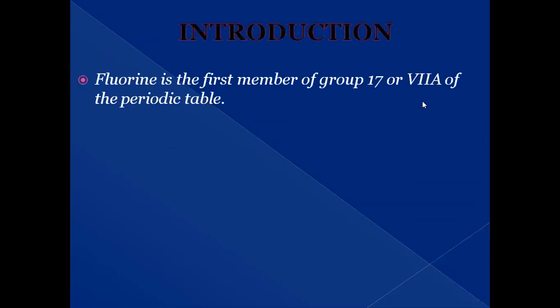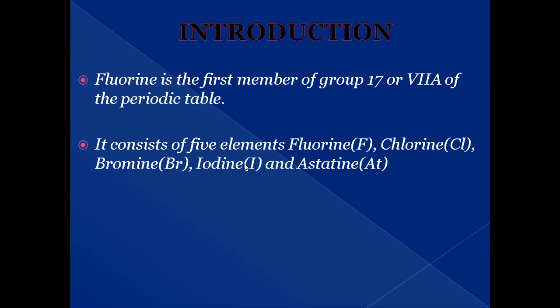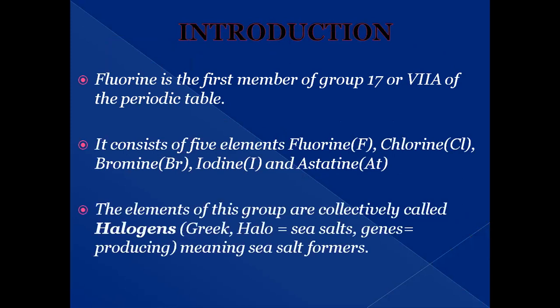As we know, fluorine is the first member of this group, group 17 or 7A. It consists of 5 elements: fluorine, chlorine, bromine, iodine, and astatine. The elements of this group are collectively called halogens. Halogen is a Greek word: halo means sea salts and gen means producing. So basically, they are sea salt formers, as the first 3 members of this group are found as chlorides, bromides, and fluorides in the sea. Astatine, the last element of this group, is radioactive, and very little study has been done to date on astatine.